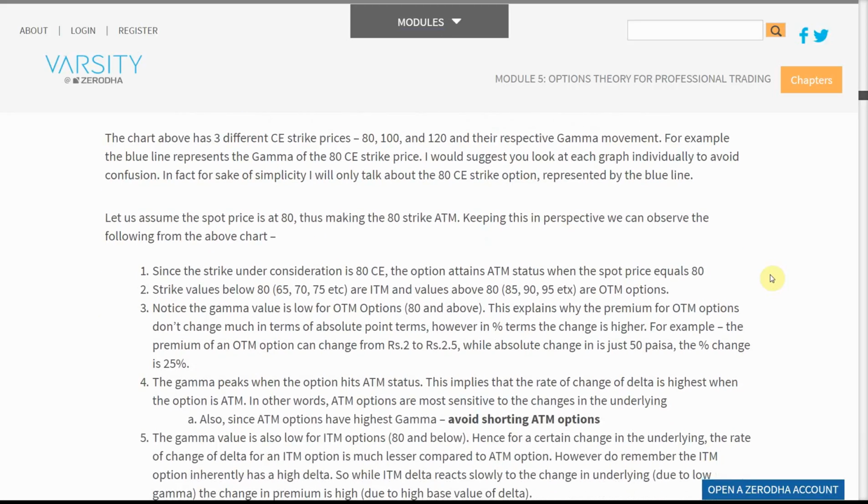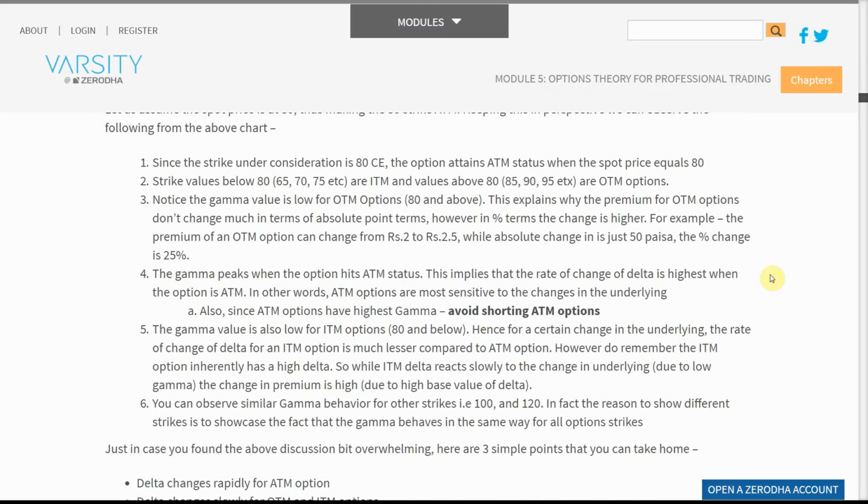Since the strike under consideration is 80 CE, the option attains ATM status when the spot price equals 80. Strike values below 80, 65, 70, 75 etc. are ITM, and values above 80, 85, 90, 95 etc. are OTM options. Notice the gamma value is low for OTM options 80 and above.